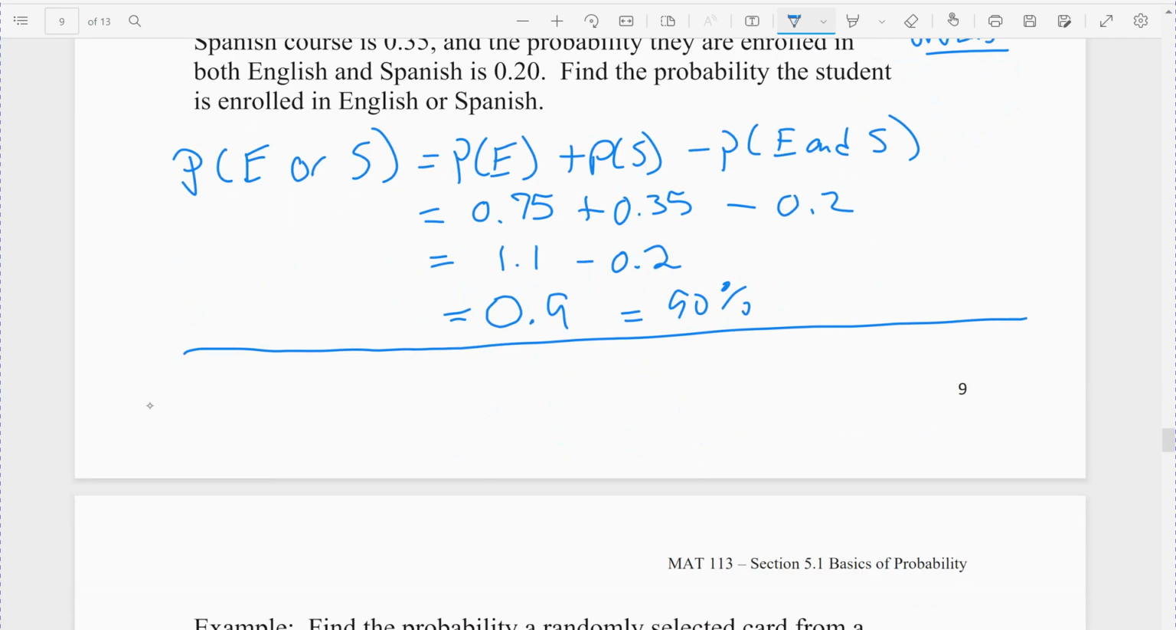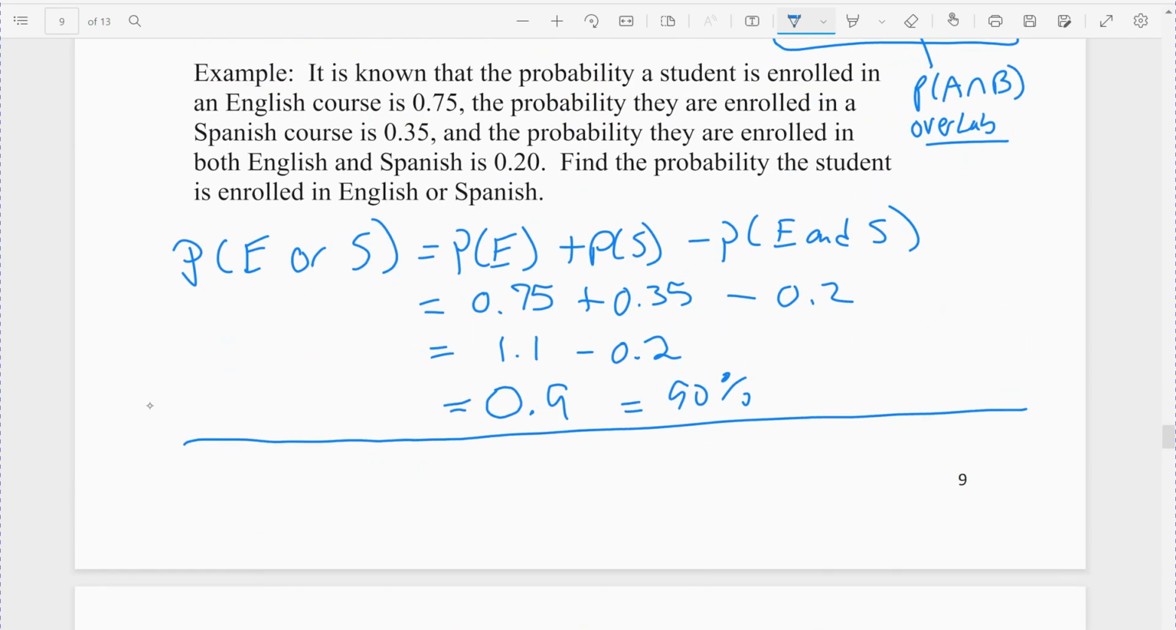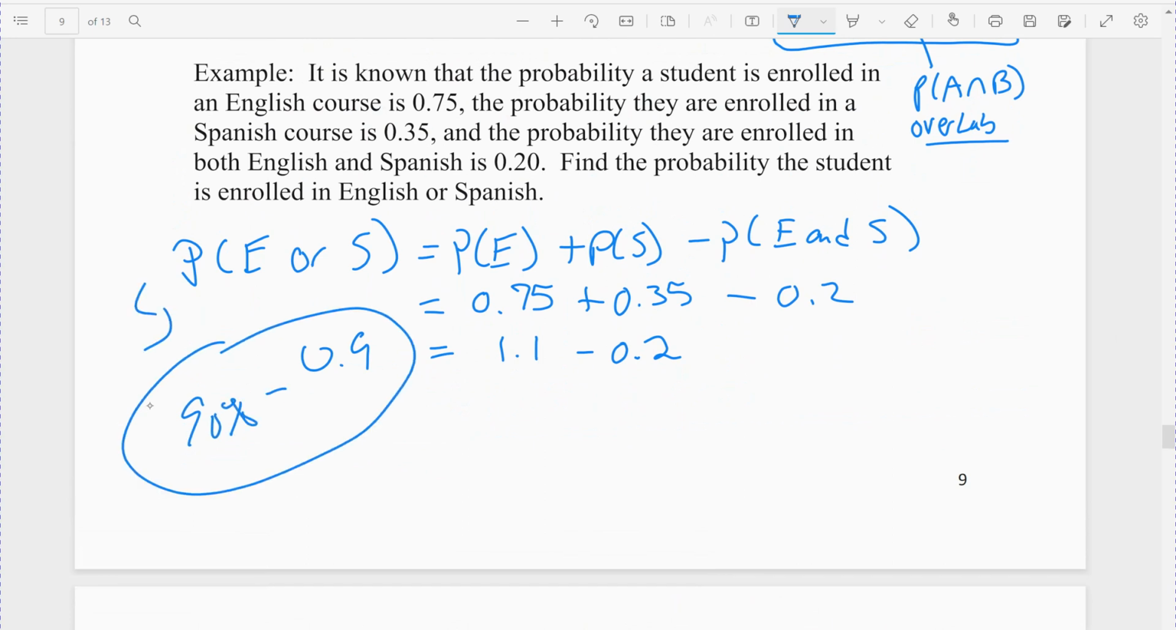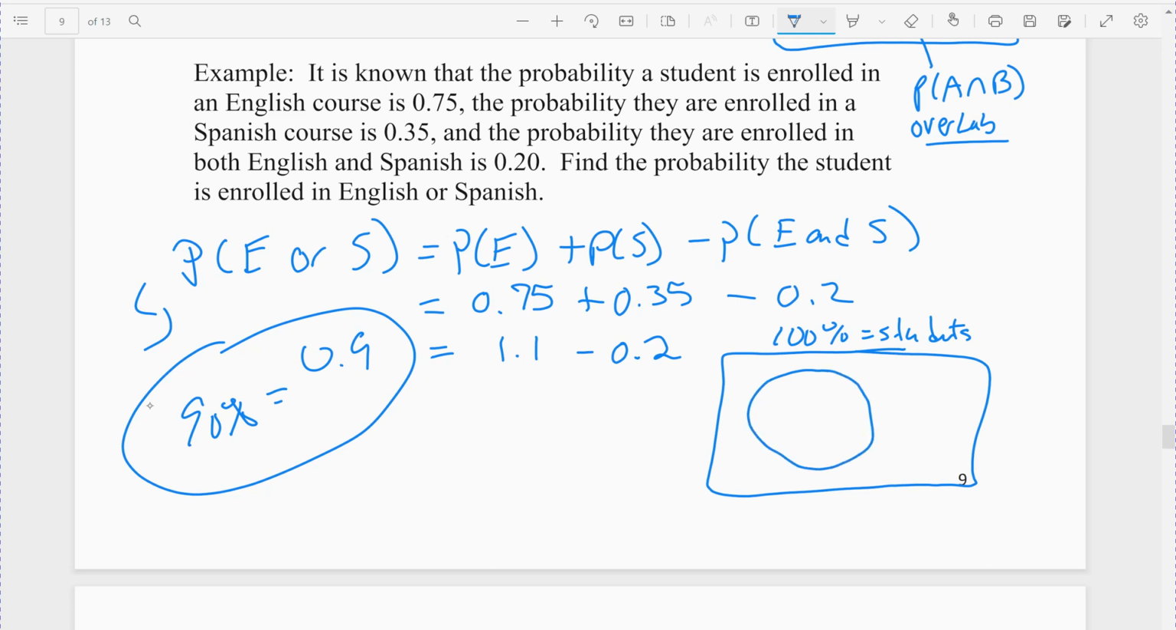And let's check that out with the Venn diagram. I'm going to get myself a little more room over here. So I'm going to write my 0.9, which again represents my 90% of those in a Spanish or an English class. To put that in terms of a picture, this would represent 100% of the students. I'm going to write them as percents, because I think it's just easier to deal with percent. Of the 100% of the students, these are all the people in an English class, and this represents all of those in a Spanish class.